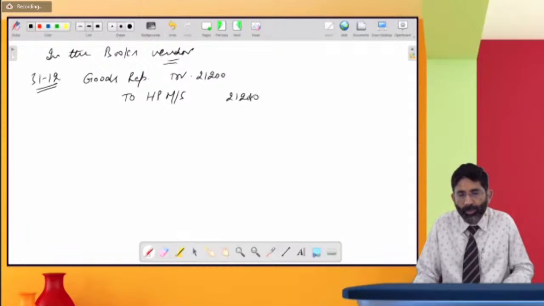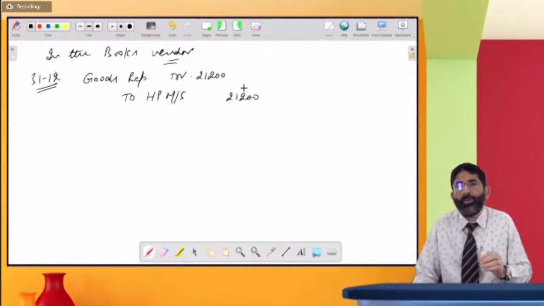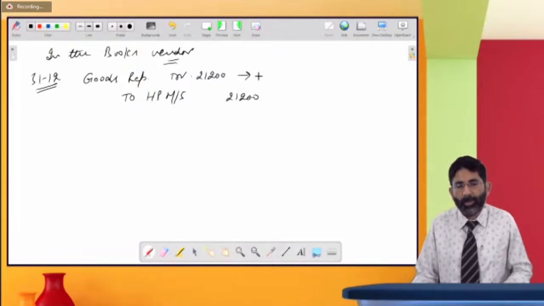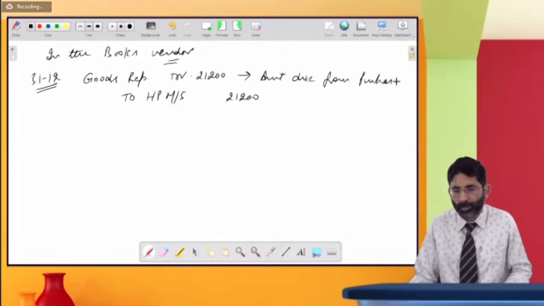This is the only amount with him. He doesn't have any amount of asset with him because he has not mentioned it in his books of accounts. So his entry is very simple. Goods repossessed account debit to HP Messrs. So this will be the amount outstanding. Yeah, amount receivable. You may write it some different way. Amount due from purchaser. So whatever amount is due from purchaser, he will write it down.